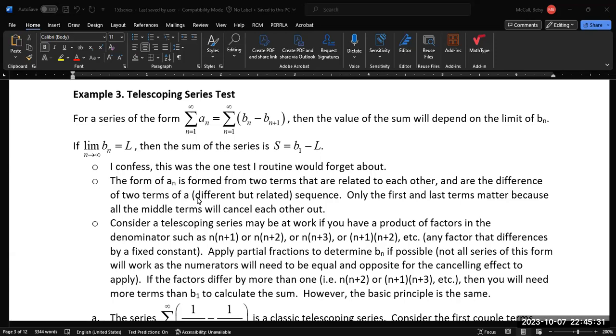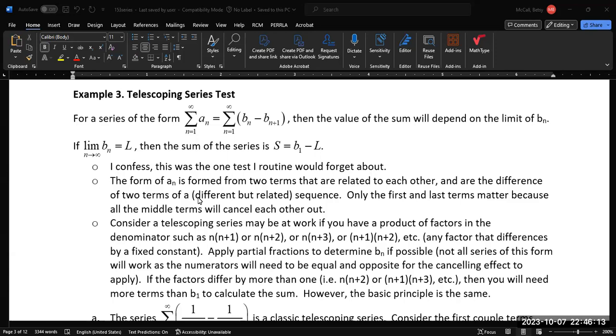The telescoping series test is somewhat complicated. I personally always forgot that it existed and would forget to check it when I was first learning how to do this. But the telescoping series test is a way of taking essentially a rational expression that has factors in the denominator, factors that differ by an integer or several integers, but they're integer steps apart, and applying partial fractions to them so that we can see how the terms are kind of partially canceling each other out as they go.